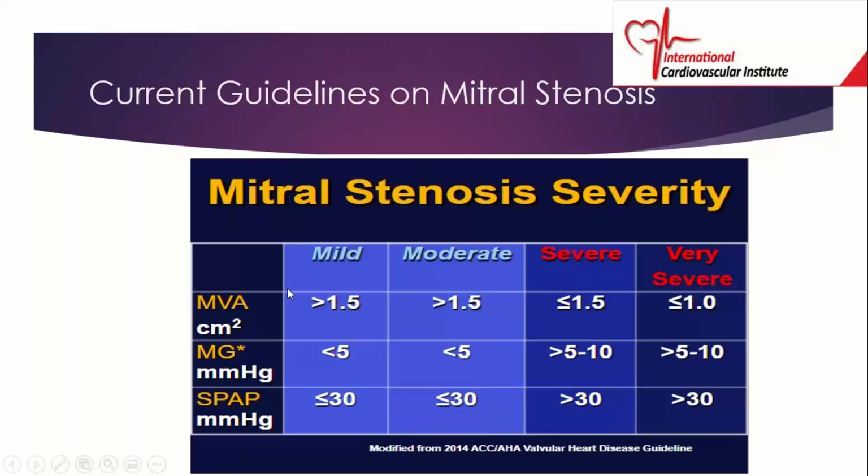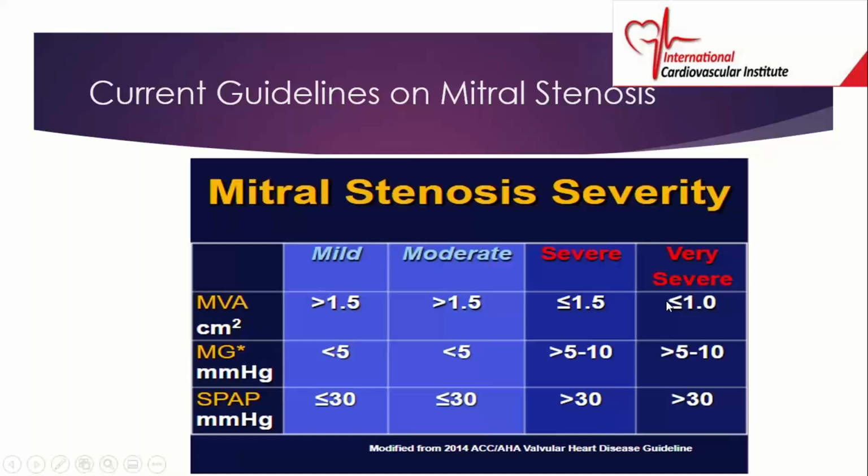And we not only look at the mitral valve area, we look at the systolic pulmonary pressures and the mean gradient across the mitral valve. So the things that we look at: mitral valve area, the mean gradient across the mitral valve, and the pulmonary artery systolic pressure. So let's look at very severe.